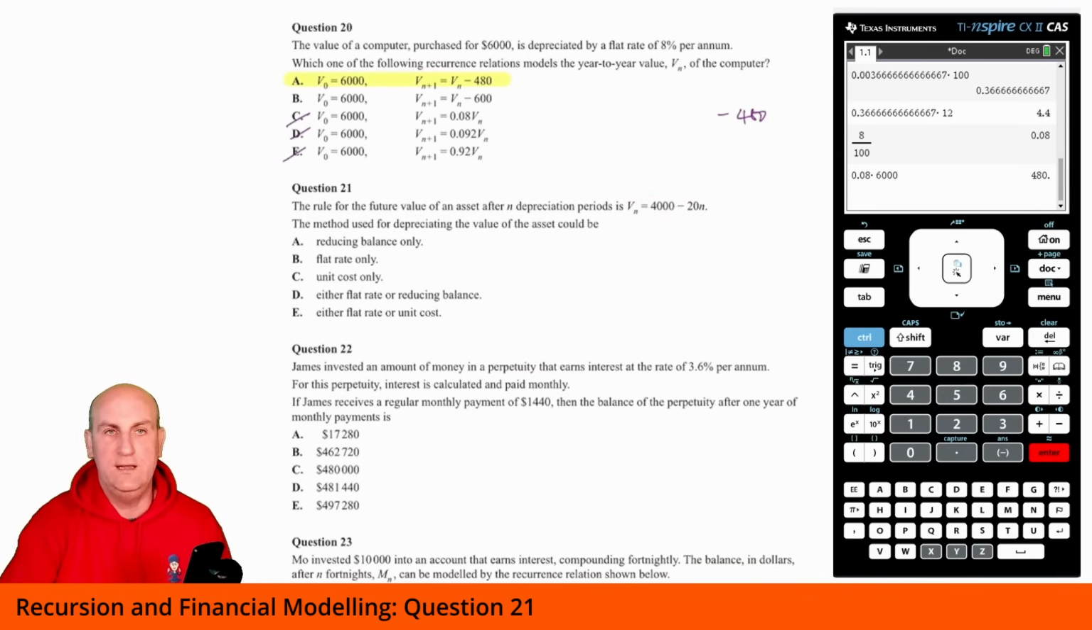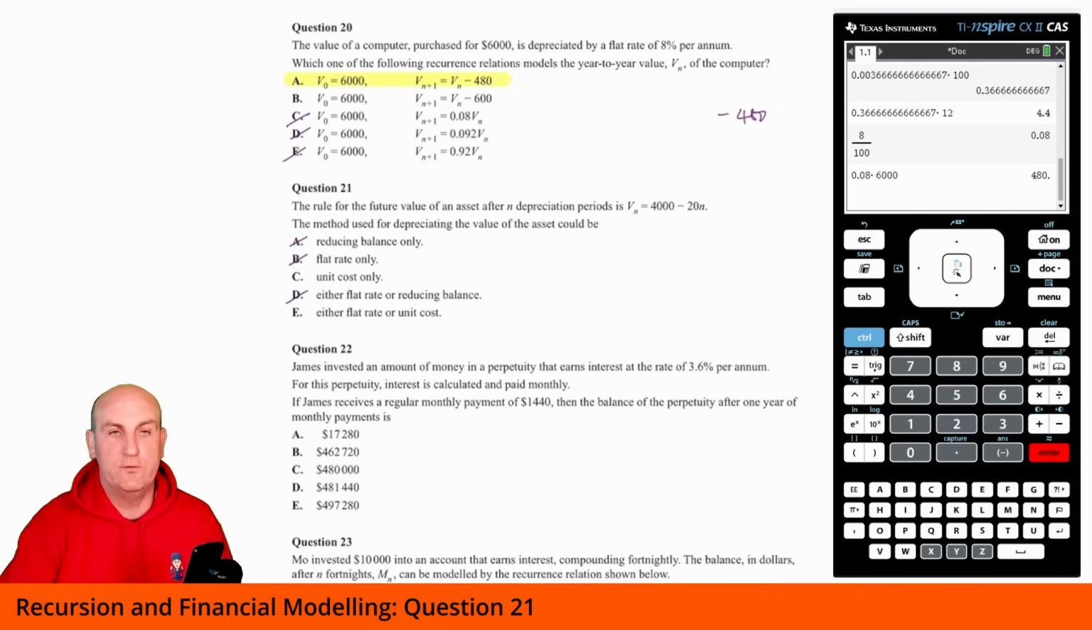Reducing balance only, I don't know, let's think. Flat rate, no. Unit cost only, all right. So, okay, reducing balance tends to be multiplied by some sort of decimal. I don't think it's going to be that one. Unit cost only, well, I could automatically plonk for that one, but it says the method could be either flat rate or reducing balance. No, we don't like that one.